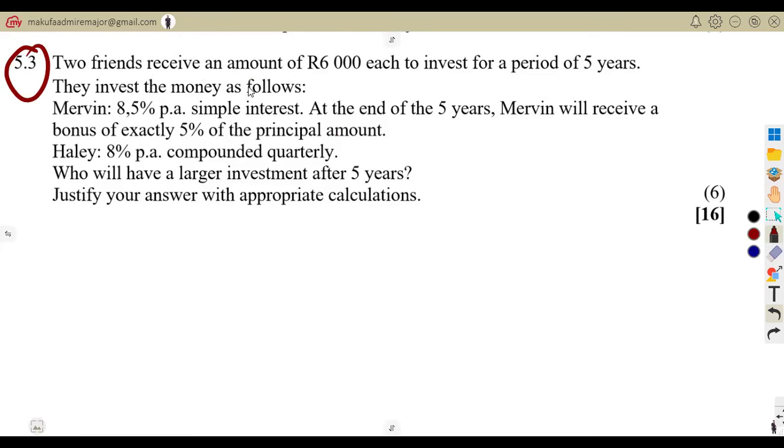On question 5.3, 2 friends receive an amount of 6,000 each to invest for a period of 5 years. Both have to invest for a period of 5 years. They invest the money as follows. All right, so we've got the first one, Mevin, 8.5%, simple interest. At the end of 5 years, Mevin will receive a bonus of exactly 5% of the 8% per annum compounded quarterly. That's a compound interest. Who will have a larger investment after 5 years? Justify your answer with appropriate calculations.